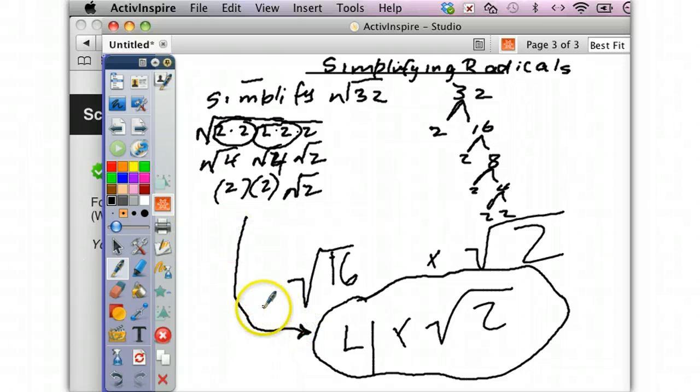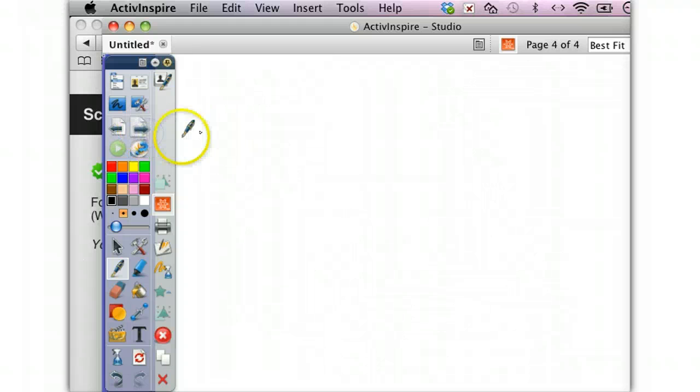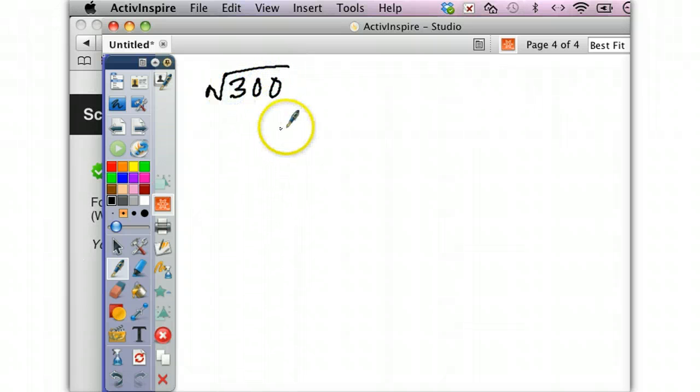All right, you want to do one? Let me see. This one's a big one. All right, let's try a big one. This is going to be simplify square root of 300. We're going to have somebody else come up with this one. Dan is going to do that one. Square root of 300.